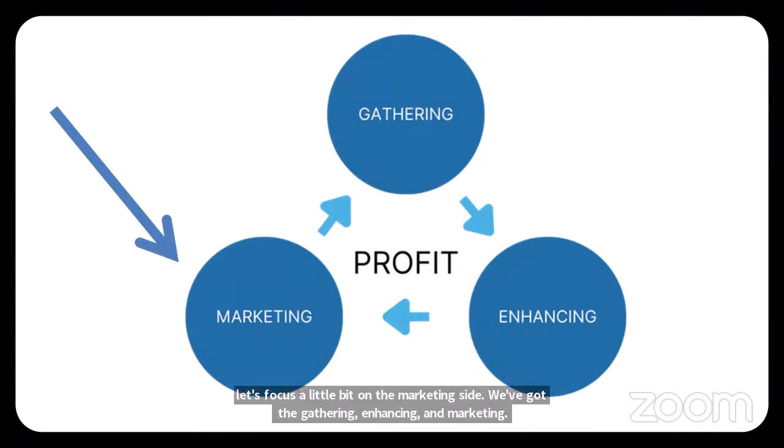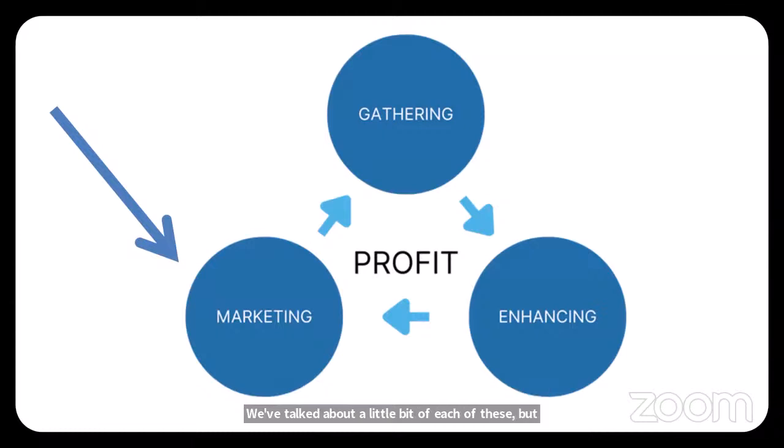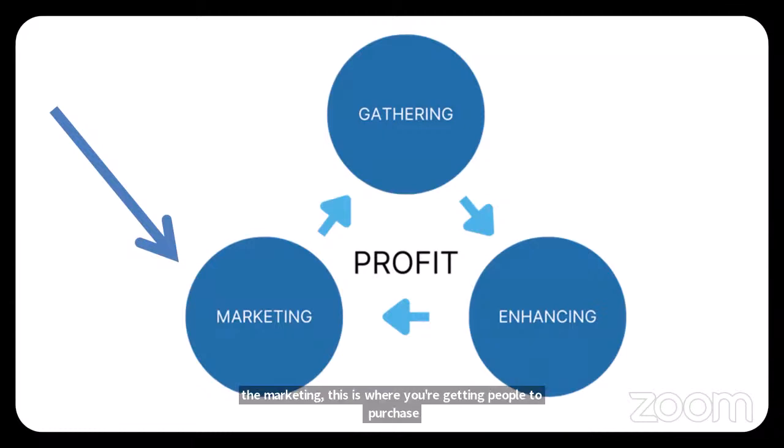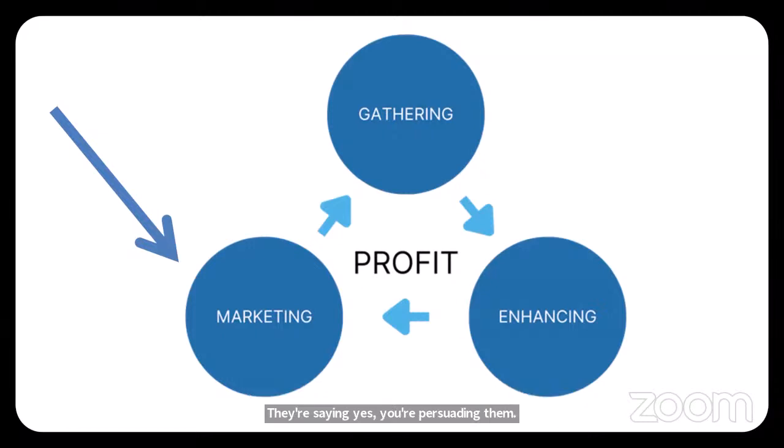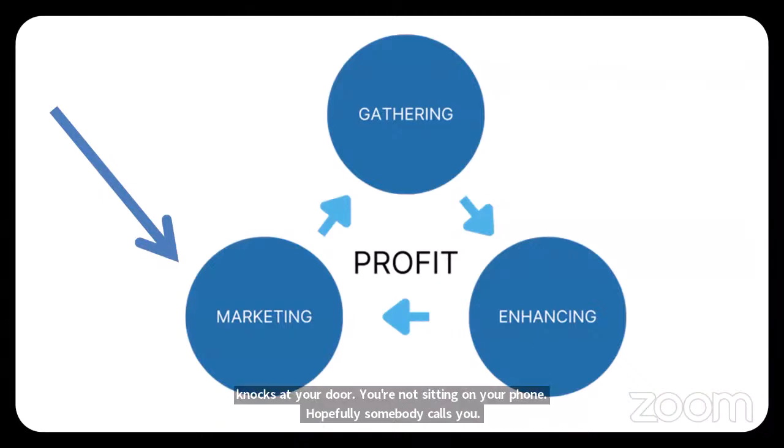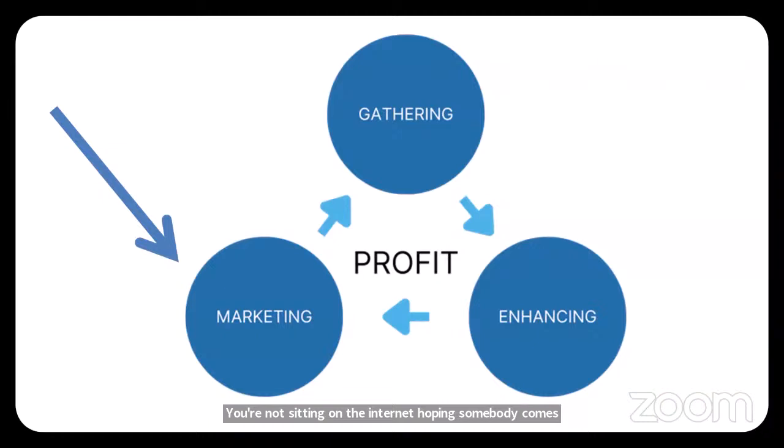We've talked about a little bit of each of these, but the marketing, this is where you're getting people to purchase. They're saying yes, you're persuading them. What can you do to increase that? You're not just sitting on the side of the road trying to sell mangoes. You're not just sitting at home, hopefully somebody knocks at your door. You're not sitting on your phone, hopefully somebody calls you. You're not sitting on the internet hoping somebody comes to your website. So what are some things you can do?